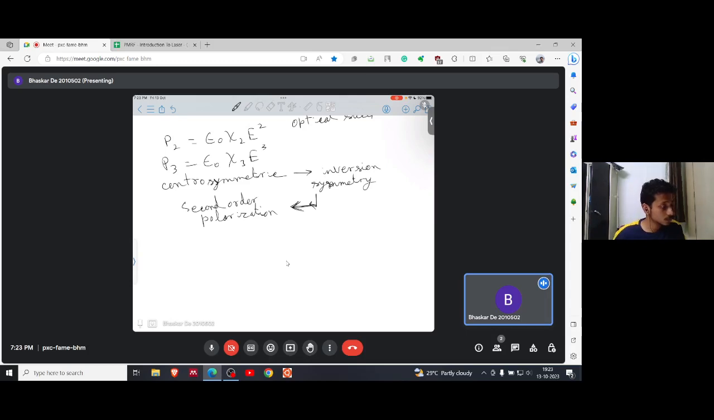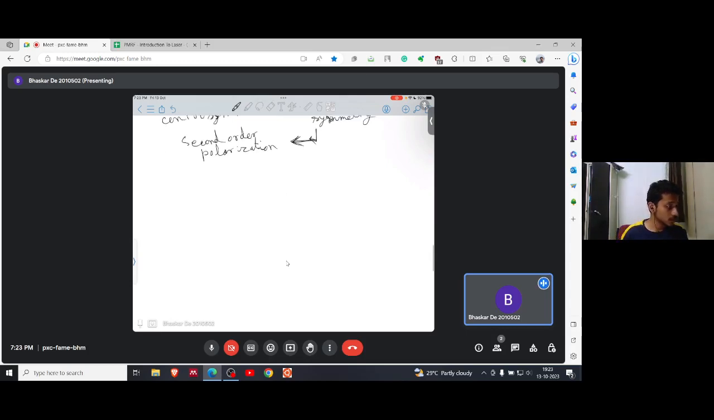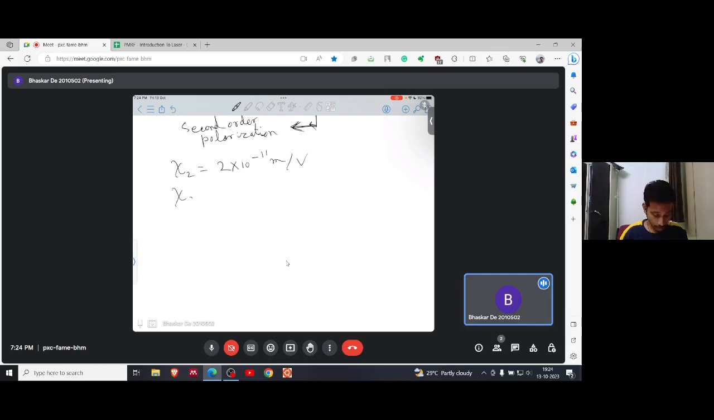So now the magnitude of the nonlinear susceptibility coefficients are such that the second and third order polarization become comparable to the linear polarization term, E1, when the applied electric field E is of the order of the electric field produced between the electron and proton of a hydrogen atom. Thus the second and third order susceptibilities are of the order of this. Chi2 is 2 into 10 to the power minus 11 meter per volt. Chi3 is 4 into 10 to the power minus 23 meter squared per volt squared.